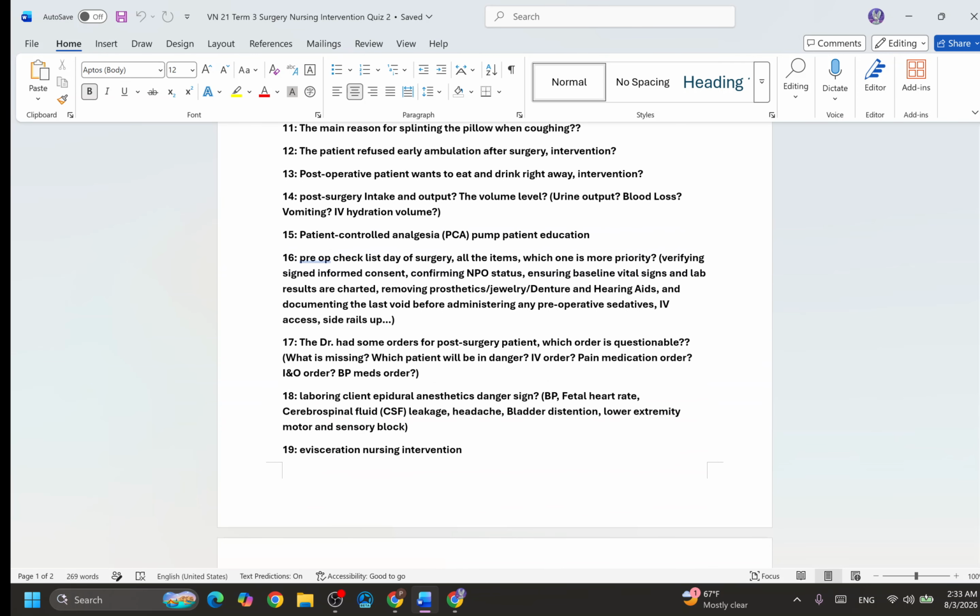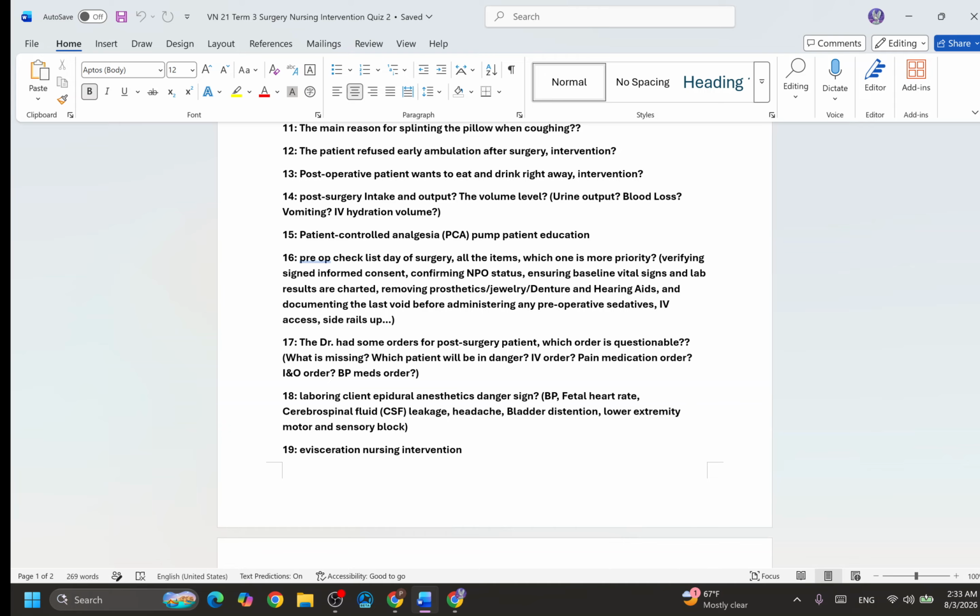The doctor has some orders for the post-surgery patient. Which order is questionable? That means the doctor is actually missing some order. So you need to call the doctor and tell the doctor, hey, I need this order because you did not provide it for me, and I feel like this is dangerous. Which patient is going to be in danger?